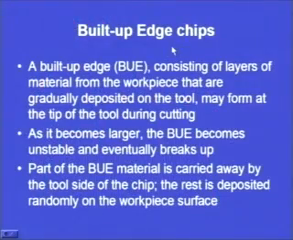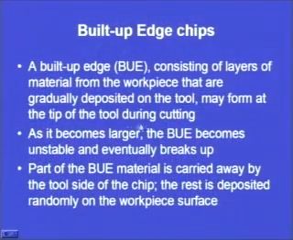Now, the second important category is the built up edge chips. First of all, we will try to understand what this built up edge is. A built up edge, or BUE, consists of layers of material from the workpiece that are gradually deposited on the tool. So, some part of the workpiece material, very small in size, will gradually get deposited on the tool.